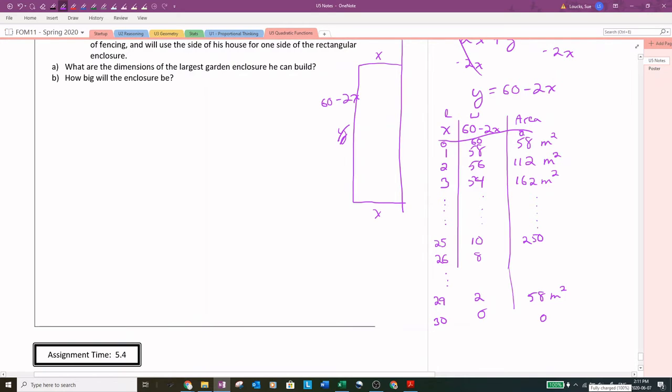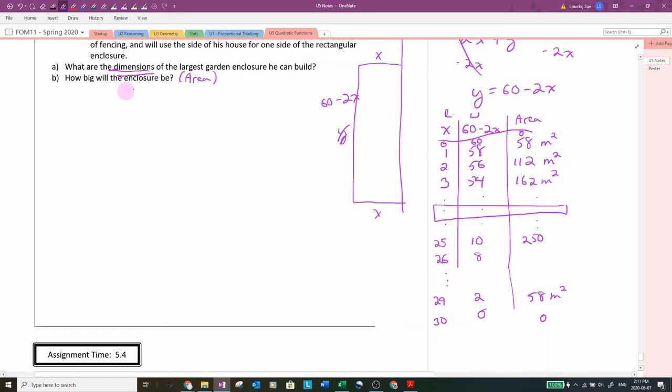So what we want to do is figure out the largest enclosure that he can build. That's going to be in the middle somewhere. When it asks for dimensions, that means length and width. And how big will it be? That's asking for the area. This question will be on your quiz, and on your test, or one very much like it. Not this exact question, obviously, but something very much like it.